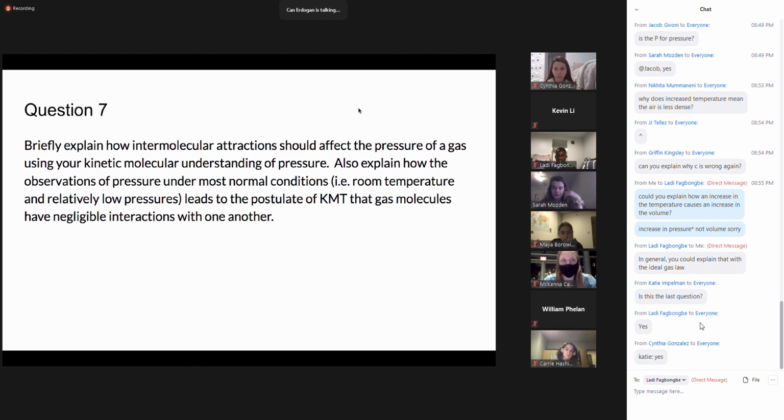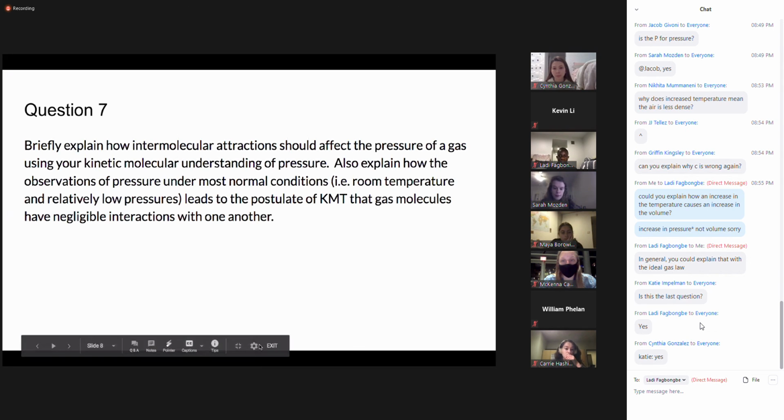It's literally the particles have nowhere to go. Right, the particles are so close together that they're pushing away from each other and want to hit the wall instead of hit another particle. Yeah, okay. Thank you.